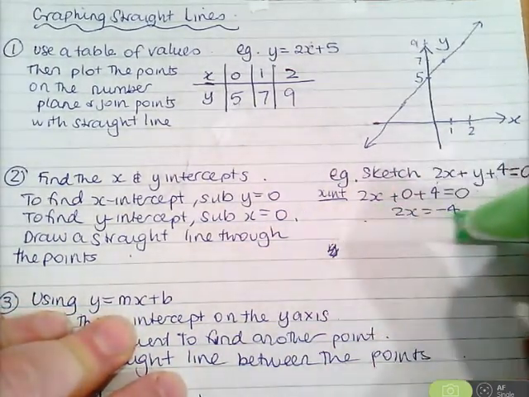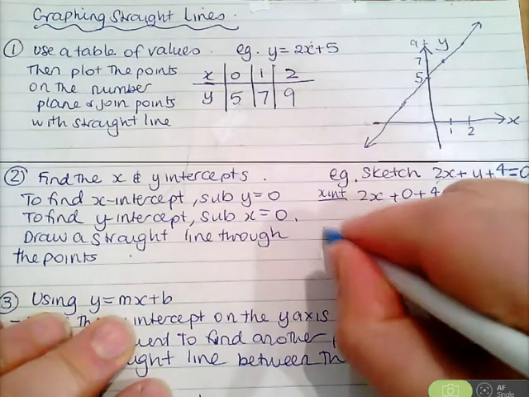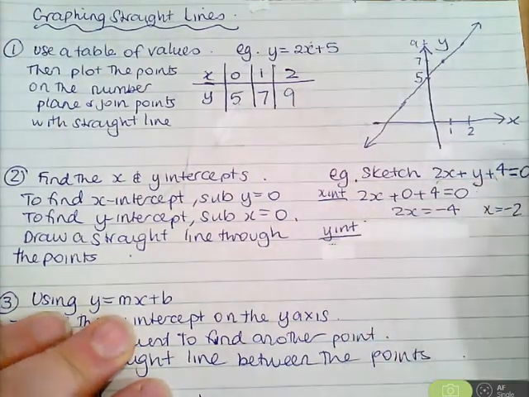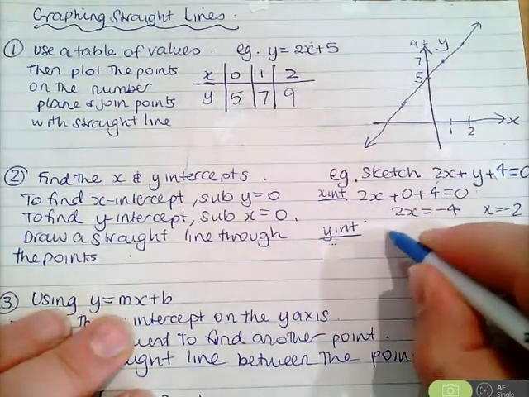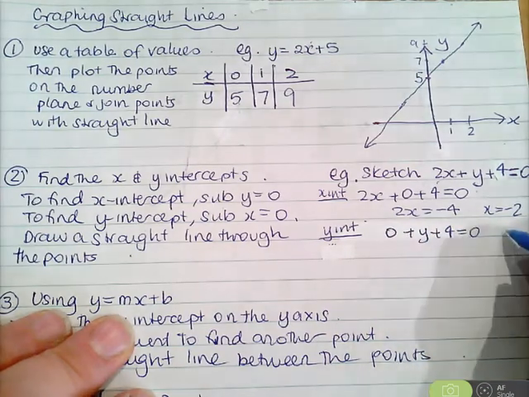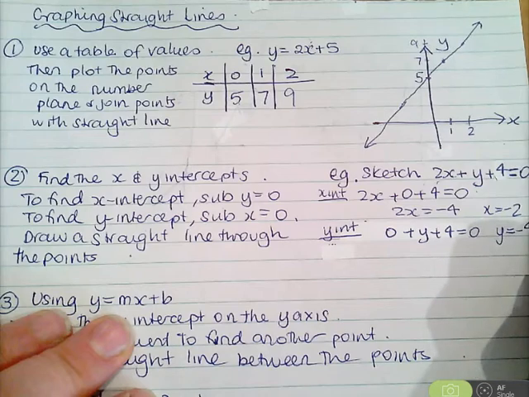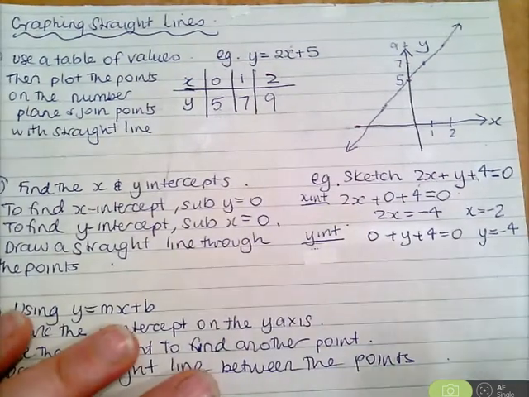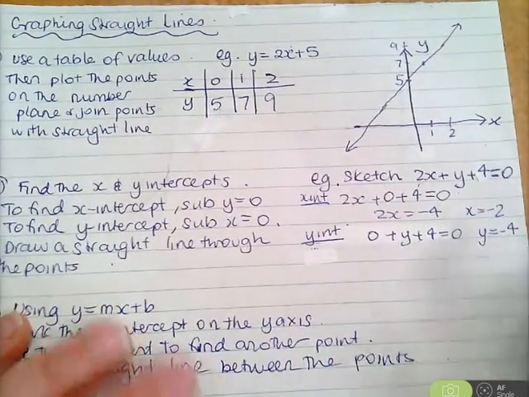And for the y-intercept, we will substitute x is 0. So we get 2 times 0 is 0 plus y plus 4 is 0. And we can see that y would be negative 4 here. If we take that 4 to the other side, we get y is negative 4.